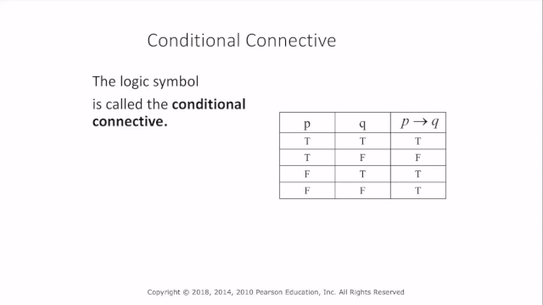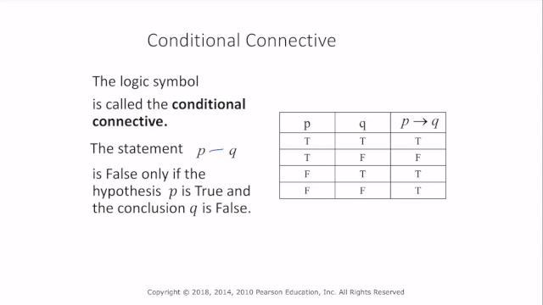The conditional connective is also called if-then. This means if P, then Q. And P implies Q is only false if P is true and the conclusion Q is false. This is the only time it's false. True implies true is true, true implies false is false, false implies true is true, and false implies false is true.